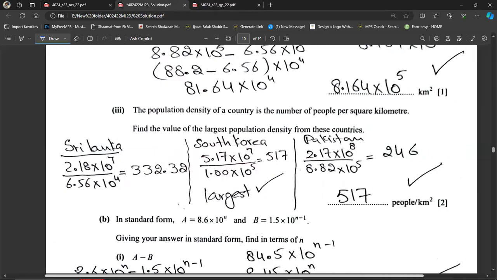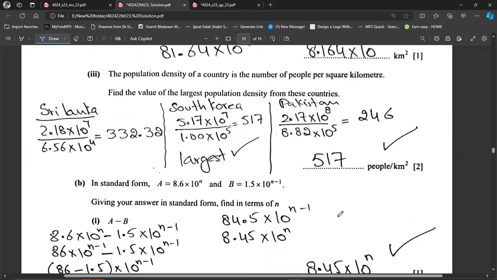And then we will decide which one has the largest population density. For Sri Lanka, it will be population 2.18 × 10^7 divided by 6.56 × 10^4, and the answer is 332.32. For South Korea, 5.17 × 10^7 divided by 1 × 10^5, and the answer is 517 people per square kilometer. And for Pakistan, it is 2.17 × 10^8 divided by 8.82 × 10^5, and the population density will be 246 people per square kilometer.